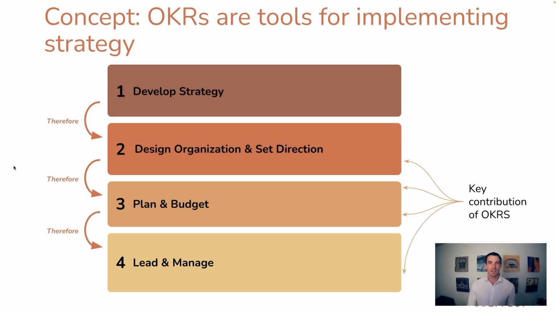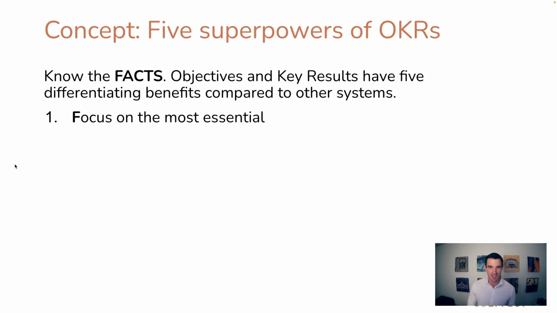And I really like this format for structuring goals for the following reasons. There are really five superpowers of OKRs. You can remember the acronym FACTS, and this is what differentiates setting goals using objectives and key results versus other systems for setting goals or intentions for your organization. So the first is that they help you focus on the most essential goals. They force you to really narrow into what is critical and not create goals for everything.